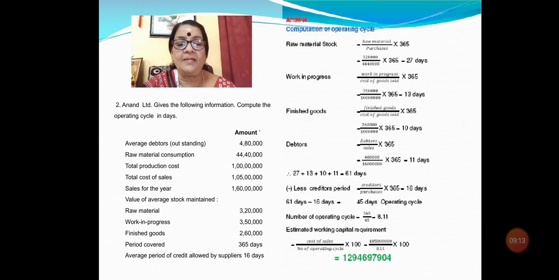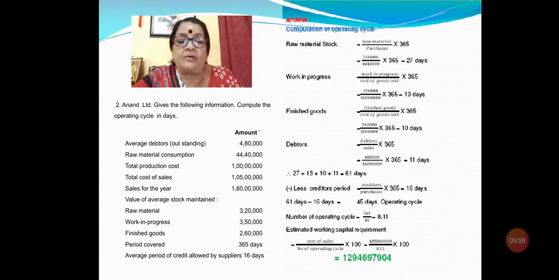27 days. Now we can take the work in progress conversion period. Here it is, work in progress divided by cost of goods sold into 365. Work in progress is given as 3,50,000, and cost of goods sold, we can take the total production cost, that is 1 crore. So 3,50,000 divided by 1 crore into 365, that is 13 days. One thing you should remember here, cost of goods sold is taken as the total production cost. Okay.